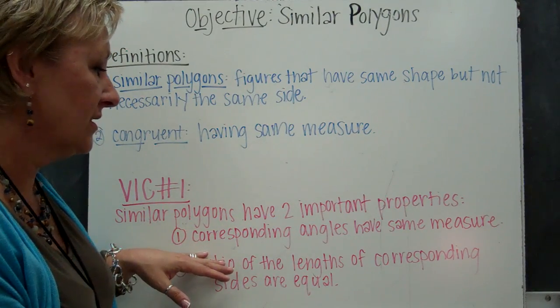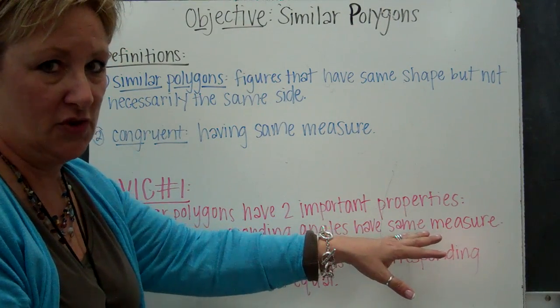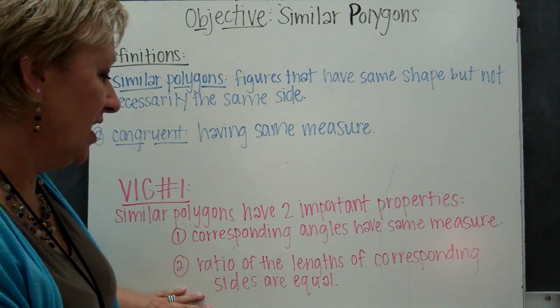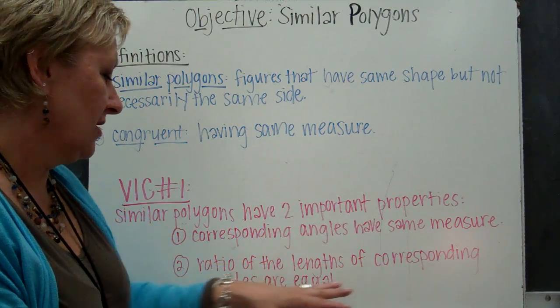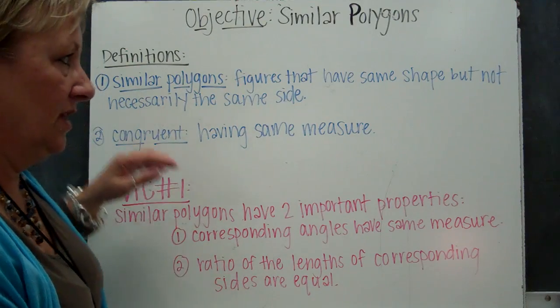One, they're going to have corresponding angles that have the same measure. And when I'm looking at ratios, the lengths of corresponding sides are going to be also equal.